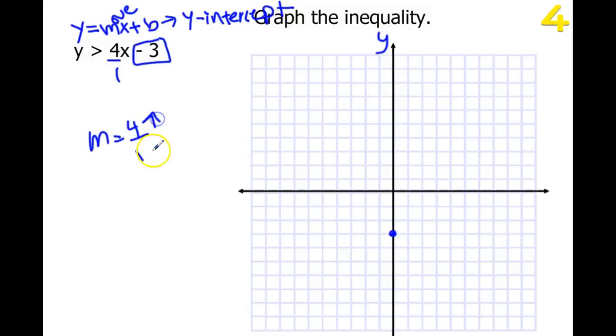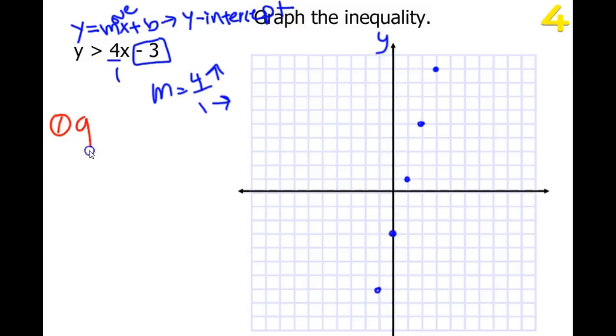So we're rising 4 and running 1. Up 1, 2, 3, 4, over 1. Straight up 1, 2, 3, 4, over 1. And down 4, 1 to the left as well. So we graphed our line.